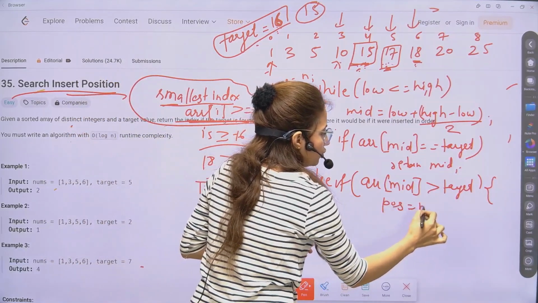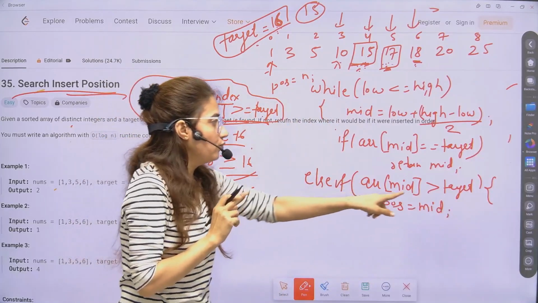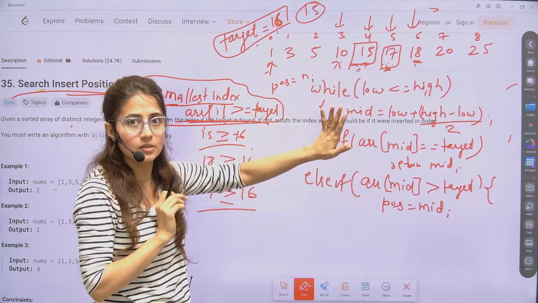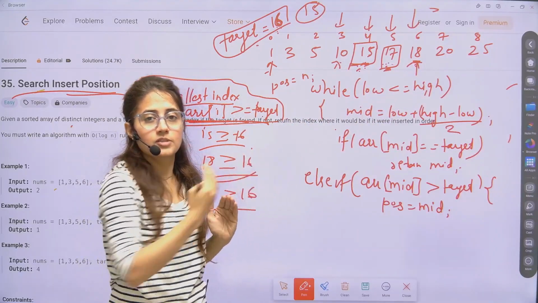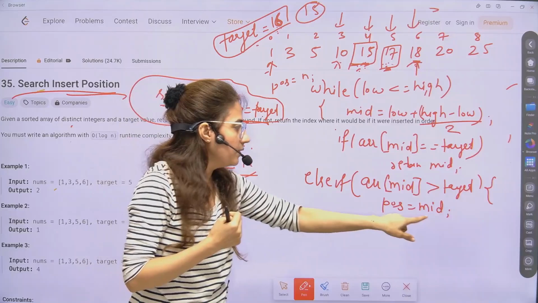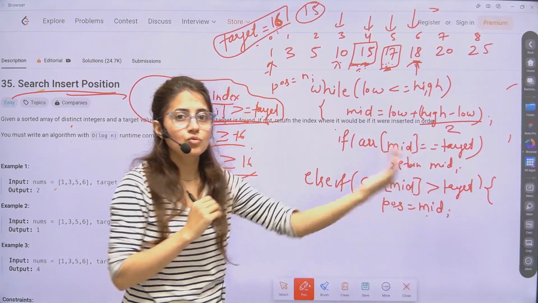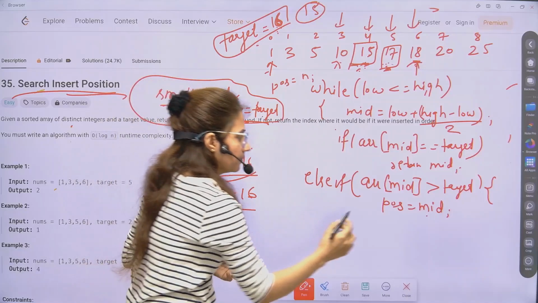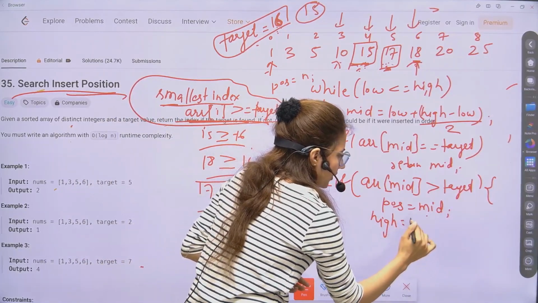This may be my answer. Position is equal to whatever the mid is, but I'm not sure this is my answer. Array of mid is greater than target, but it may be my answer. Like in this case, 18 can be my answer, but you have to find out the smallest index. So now position may be that thing. We just updated the position, that element, but move to the left hand side to find out the smallest index. High becomes mid minus 1.